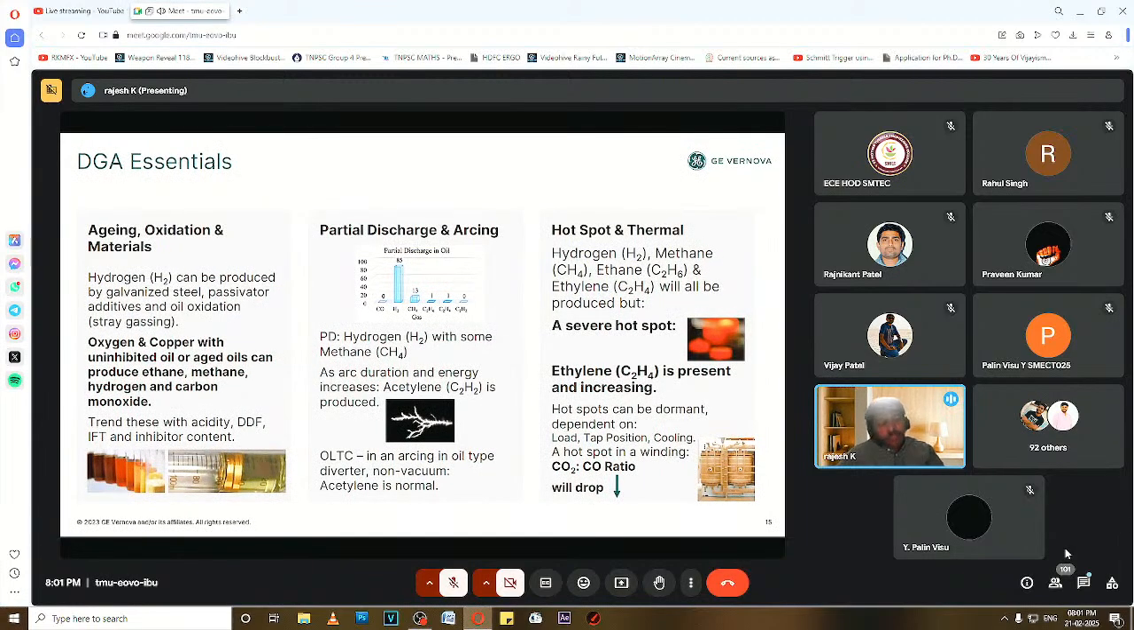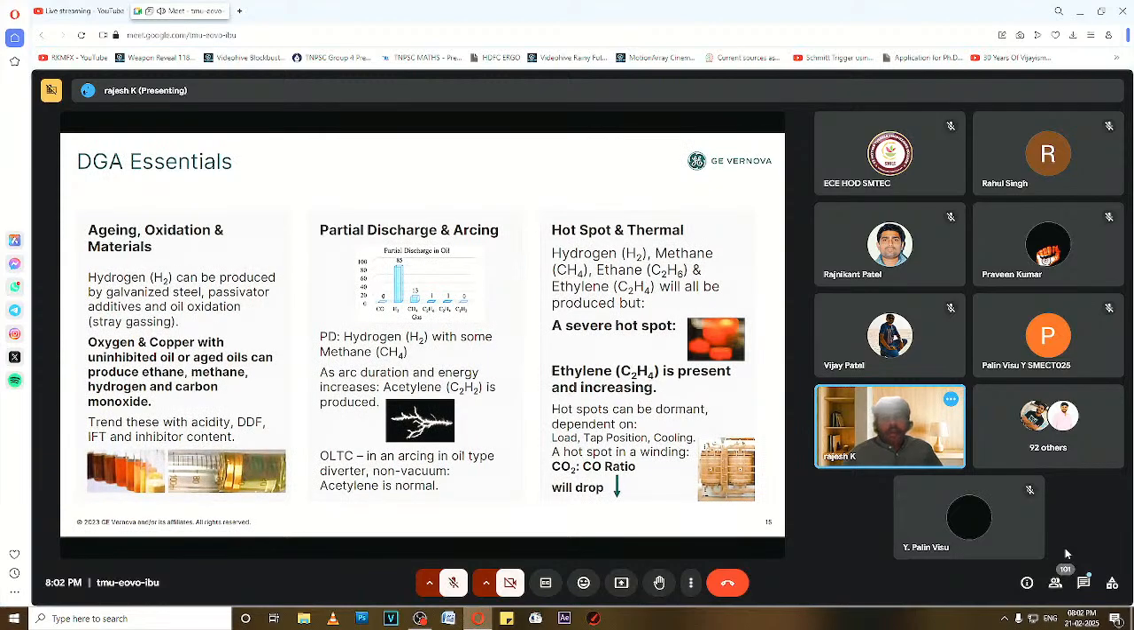So the reasons behind these particular failures could be aging. Okay, it's an aged transformer. It could be because of the oxidation of the materials happening inside. And partial discharge is something which happens inside, near the live conductors. Okay, so when you have a partial discharge in the oil, the hydrogen content in the oil will go up. So it is also important to see if there is hydrogen content.